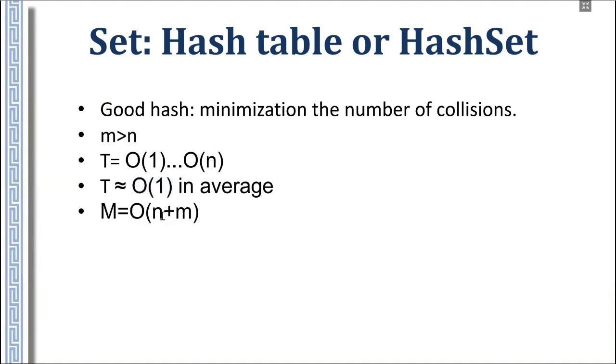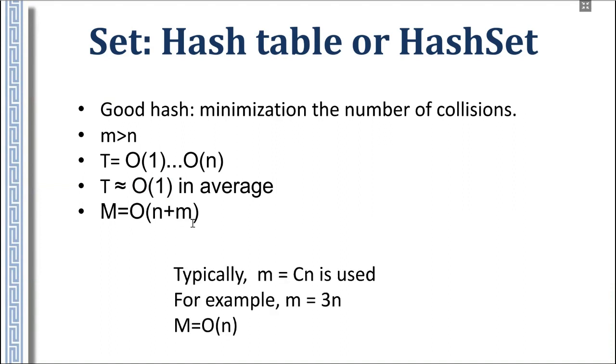Okay, what about memory? As we discussed, memory is n plus m, and typically for standard implementations people use m as some constant times n. For example, m is 3n. In that case, we have memory that is 4n, that is anyway asymptotically O of n, because the constant is hidden in O notation. So we have linear memory, we have constant time, everything is good, and we are happy.